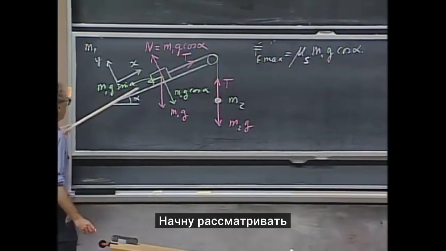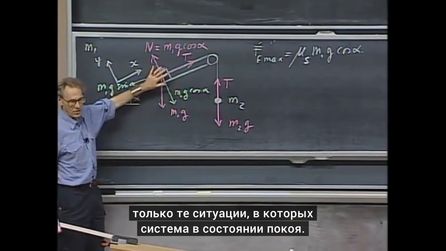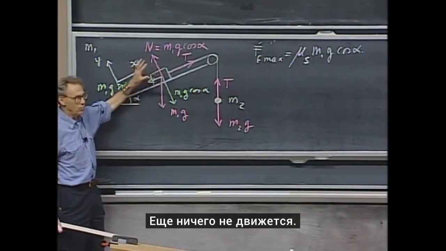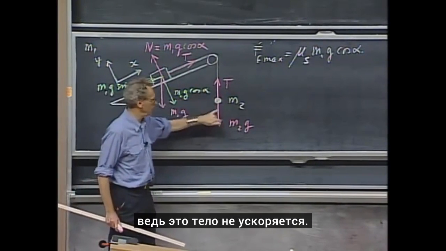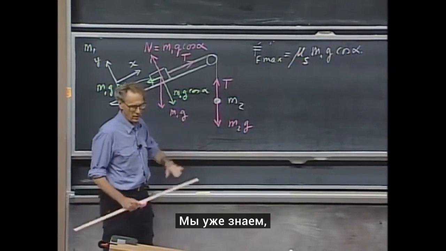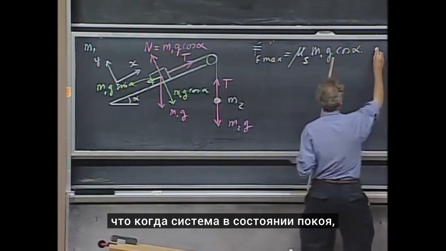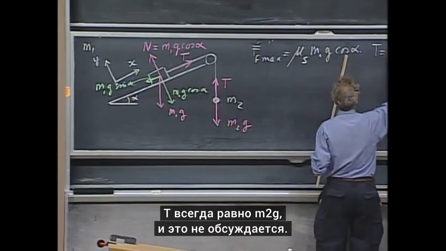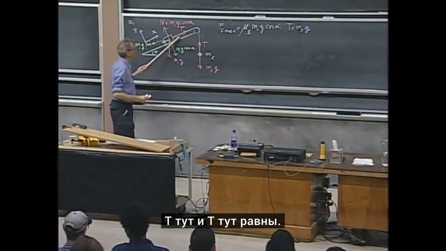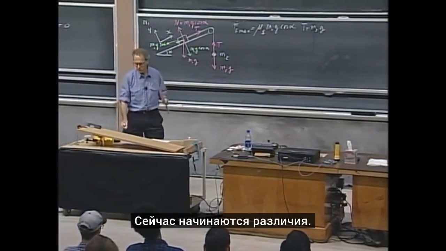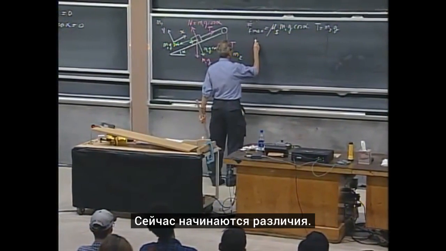We even know the tension. I'm going to evaluate, for now, only situations where the system is at rest. It's not yet moving. If the system is at rest, T must be m2g, because this object is not being accelerated. So in all situations where the system is at rest, T must be m2g. That's non-negotiable. It's this T as well as that T. Now I have to start splitting in the following situation.